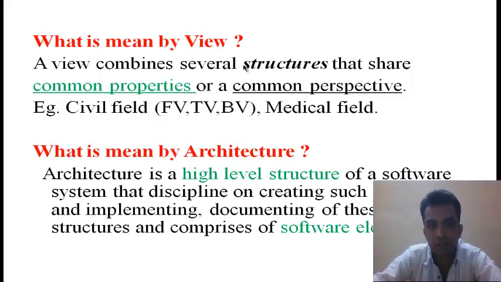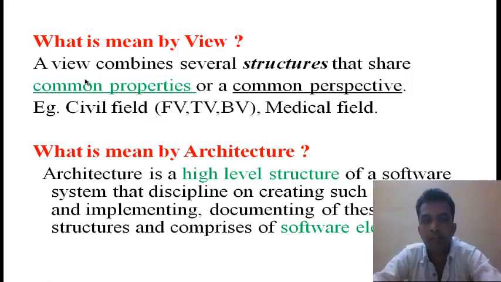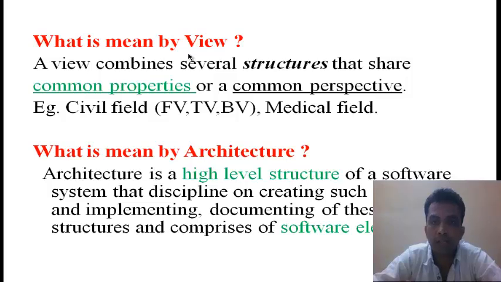A view combines several structures, that is, a combination of different structures that share common properties or a common perspective. Here I showed these common properties in green color. Let's take one simple example. Suppose five people are seeing the legs of an elephant, and we know the common property of an elephant is that it has four legs. But what the five people are seeing is from different angles, how those legs look from different locations.